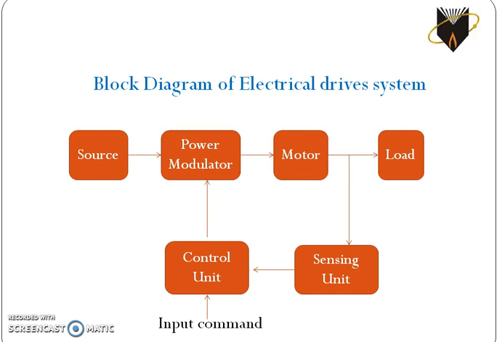Power modulator is present. It acts as a converter between source and motor. As per the requirement of the motor, it will convert the source. For example, the motor may be a DC motor or an AC motor. If the motor is DC and the source is AC, then there should be an AC to DC conversion. That is done by the power modulator. That is the work of the power modulator here. We have many functions of the power modulator.